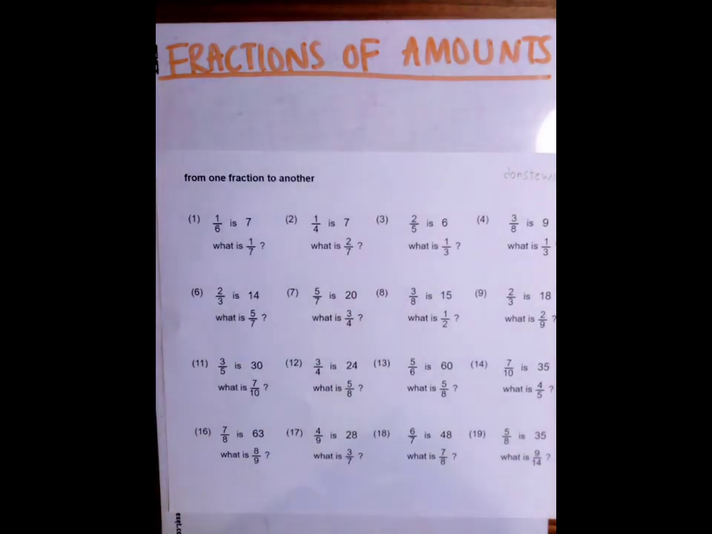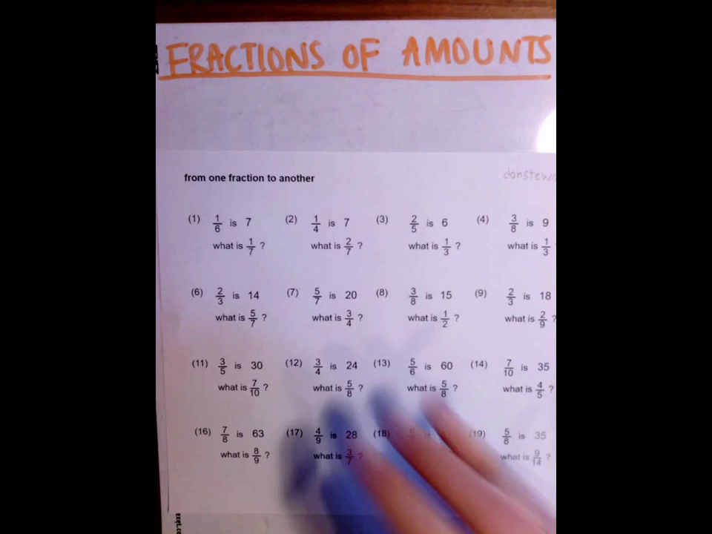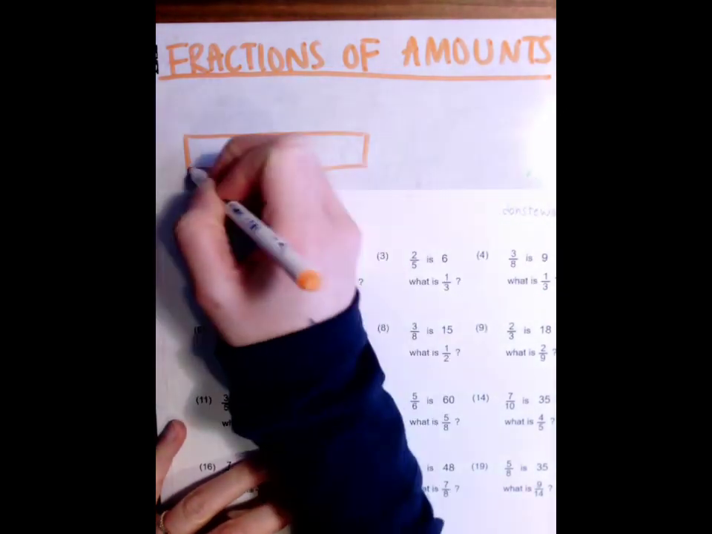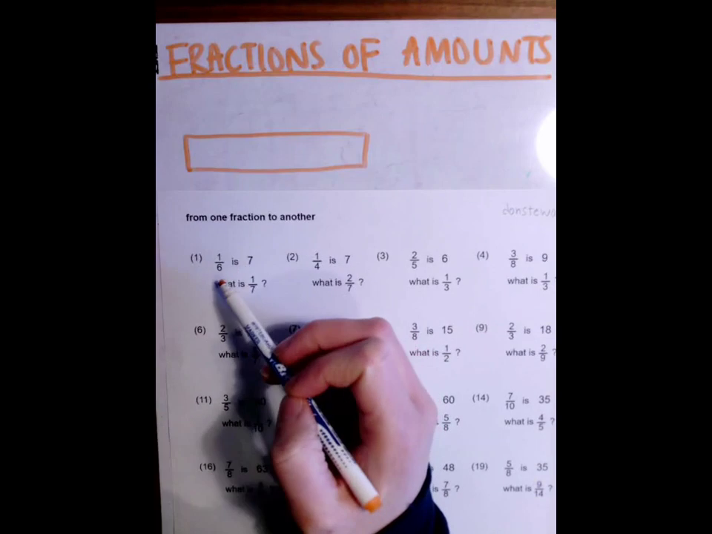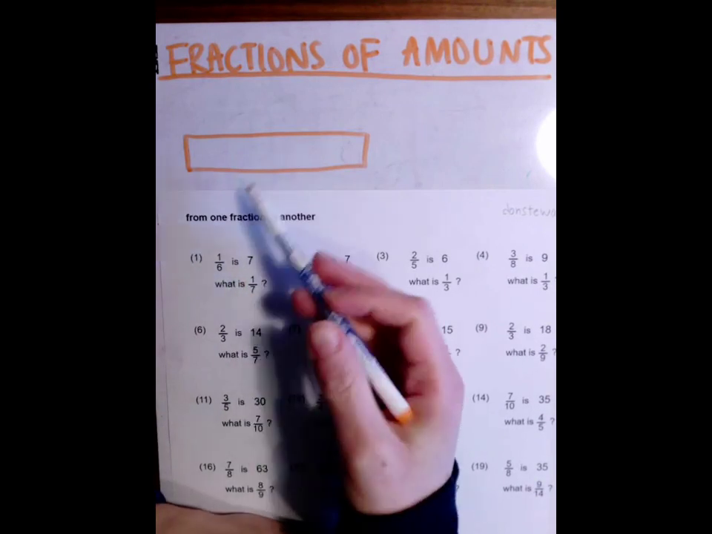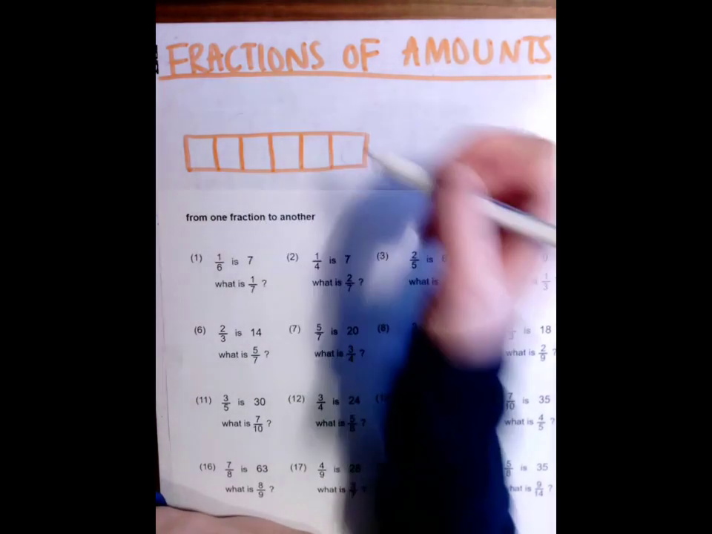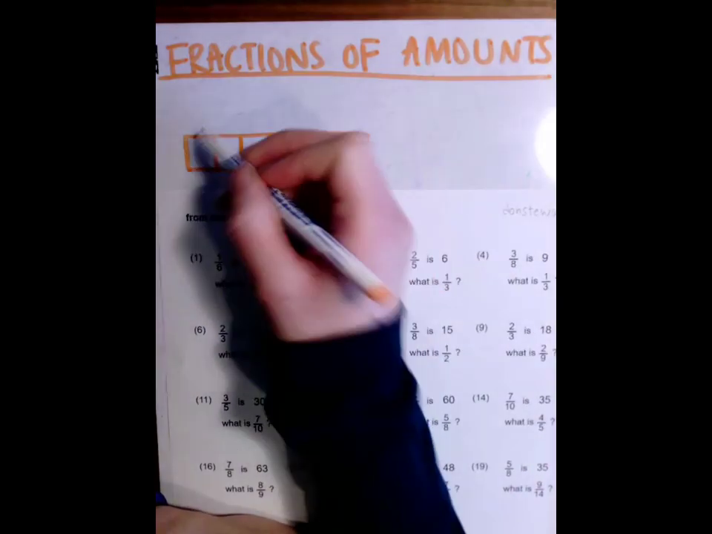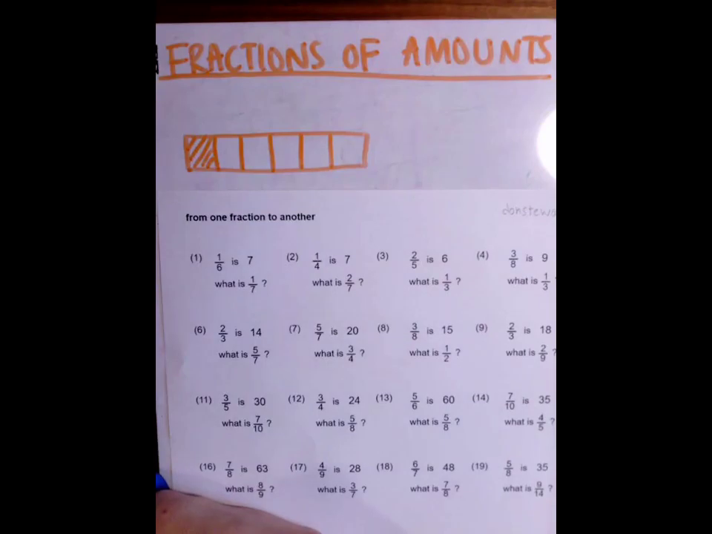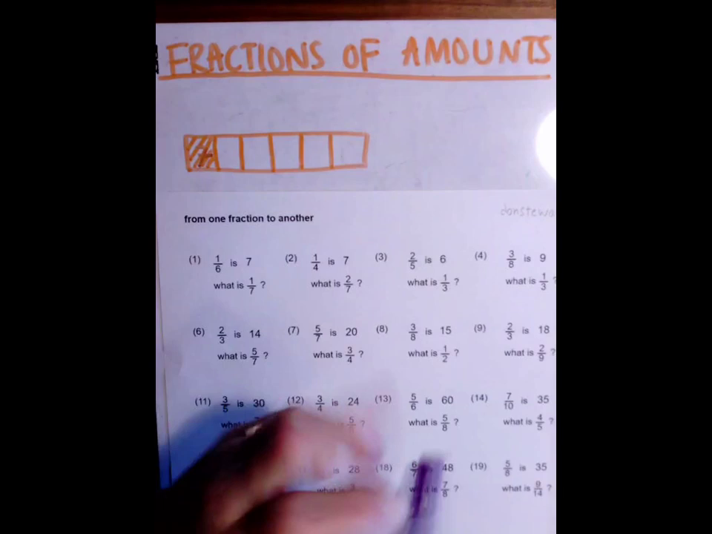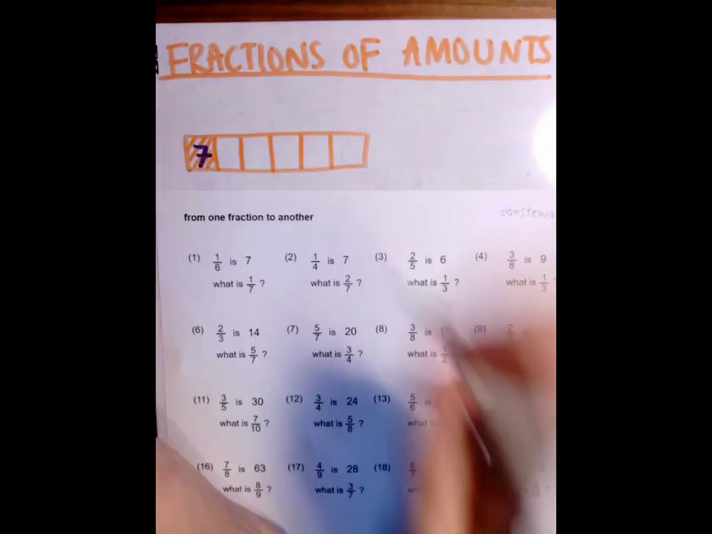So what you can do for this is, first of all, draw yourself out a bar like this. And because the first part tells me that 1/6 is 7, I want to represent 1/6 on my diagram. So I'm just going to split this roughly into 6 equal sections, and 1/6 would be like having one part of that bar. Now they've told us that 1/6 is worth 7. So I'm just going to put 7 in there. Actually, darker pen. There you go.